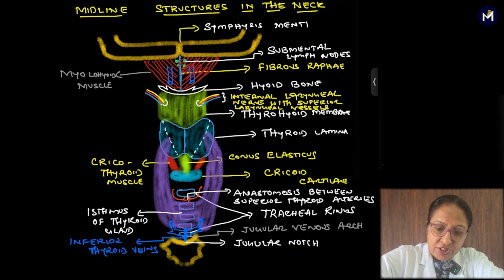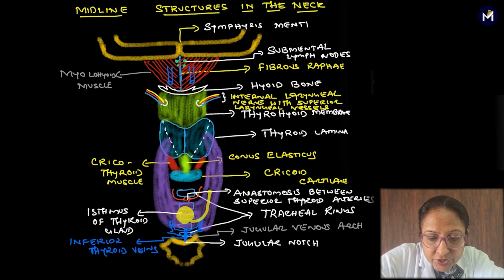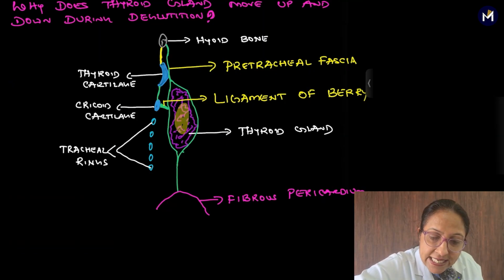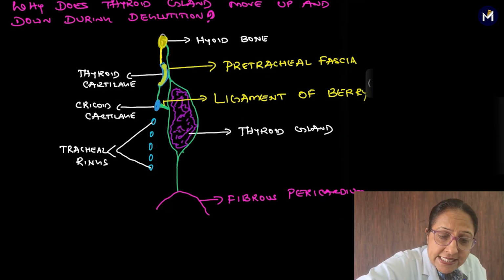So we can see here the thyroid gland. This is the isthmus which lies in front of the trachea, and these are the two lobes which extend till the thyroid cartilage. So this is your thyroid gland lying in front and sides of the trachea. This picture is the side view where you can see part of the thyroid gland, the hyoid bone here, thyroid cartilage here, cricoid cartilage here, and the tracheal rings over here. Now the question is, why does the thyroid gland move up and down during swallowing?